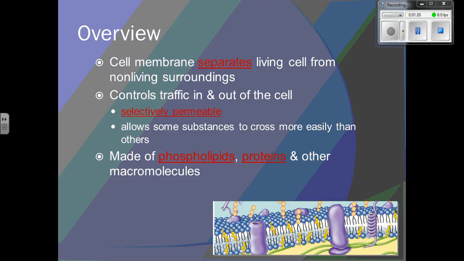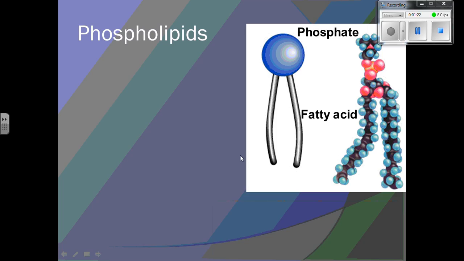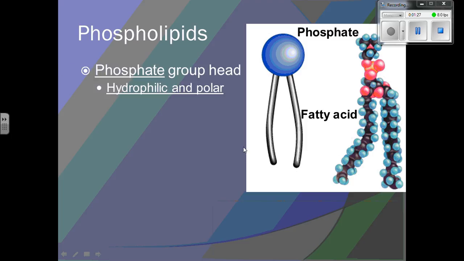So we want to start with just the phospholipids themselves. Phospholipids are made up of a phosphate and a fatty acid, a lipid. Here's a picture of it, and I drew this on the board when we were talking about the bubble layer. The phosphate group is hydrophilic and polar, meaning that it's attracted to water, and of course polar molecules attract to water themselves. And that's great because we need the cell membrane to be attracted to things. We want things coming in the cell, we want things leaving the cell.